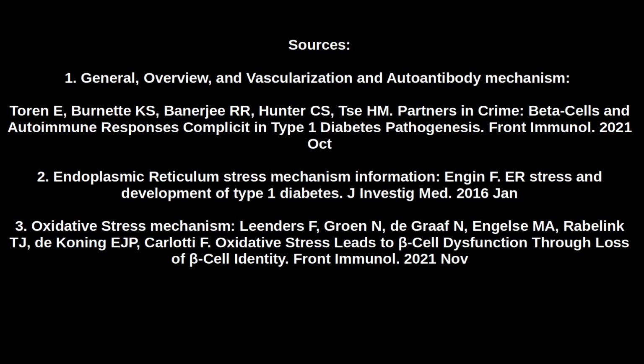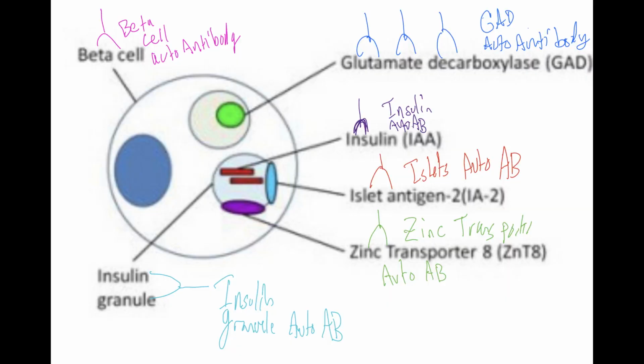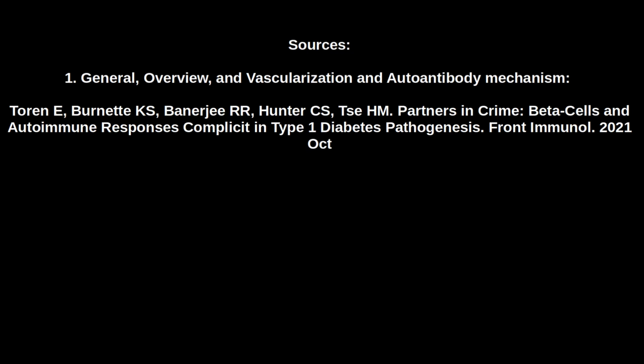Now, I want to discuss some of the mechanisms for which beta cells can be affected and insulin can be affected. As depicted on the diagram on screen, one mechanism by which insulin production is affected is due to the production of autoantibodies against insulin, glutamic acid decarboxylase, and even beta cells themselves. However, I wanted to go into much more detail about some of the lesser known mechanisms in the development of type 1 diabetes in the upcoming slides.